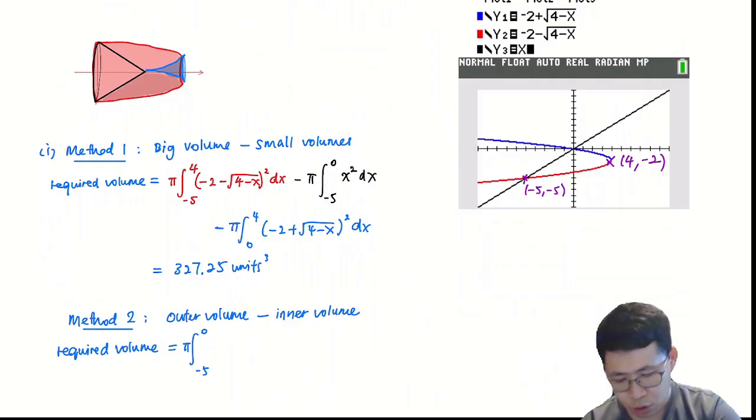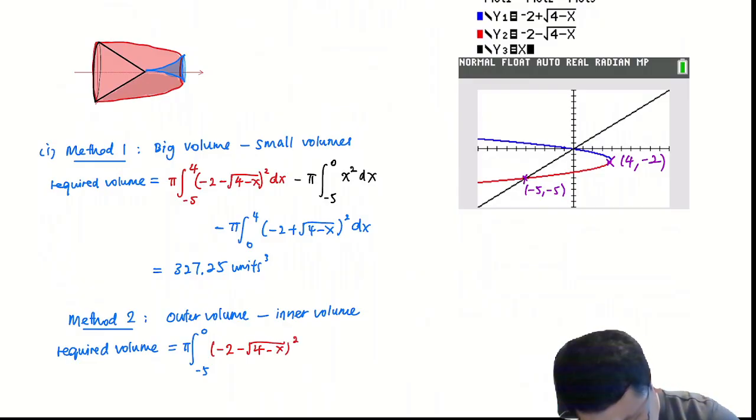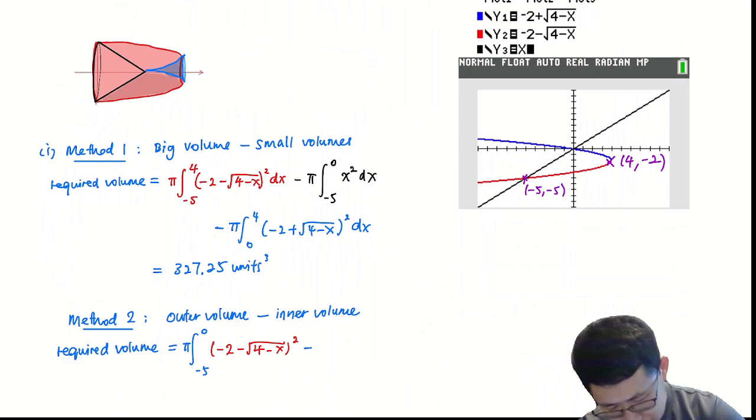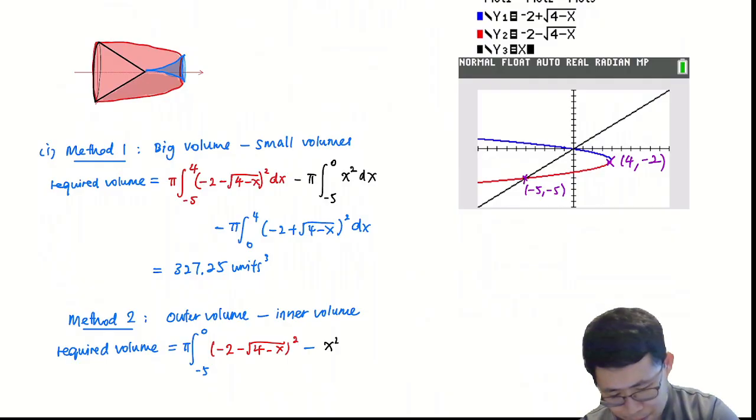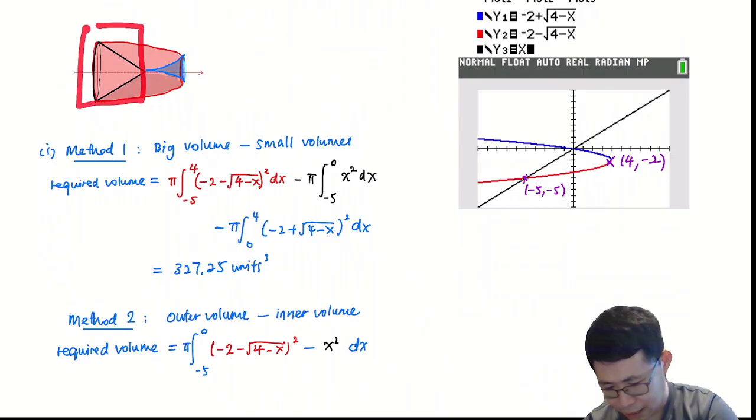The volume on the outside is given by the red color one. The volume on the inside is given by the black color curve. So we can write this as pi of the red color volume, which is generated by this, then minus the black color one, which is generated by x, holding the x. So this is the first section, the section on the left.